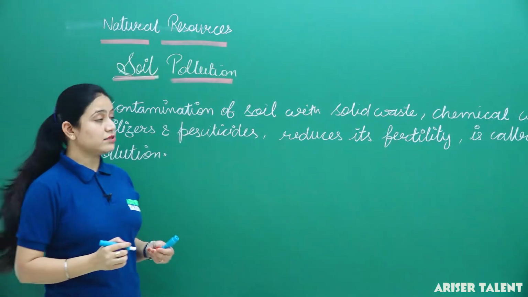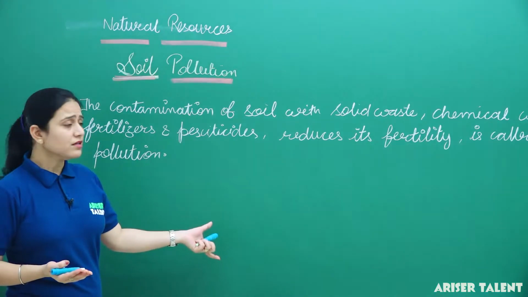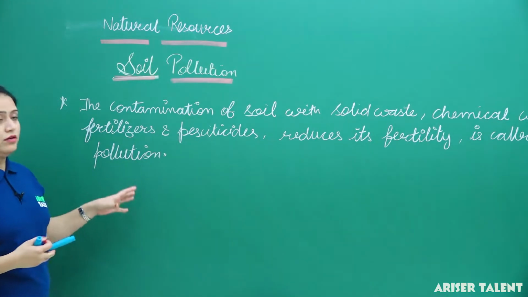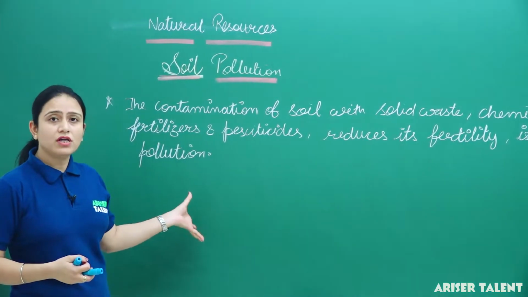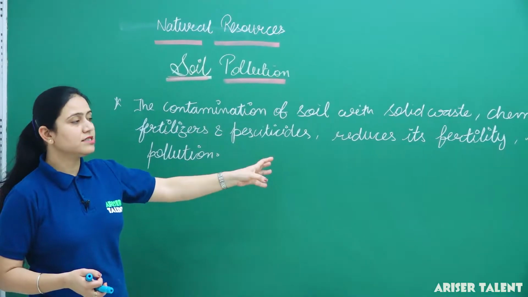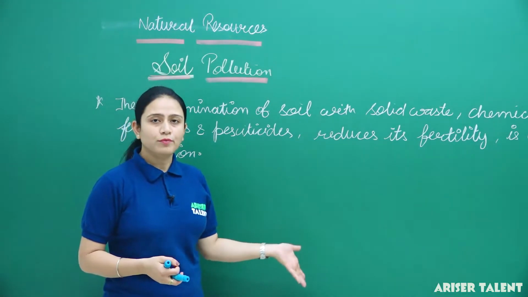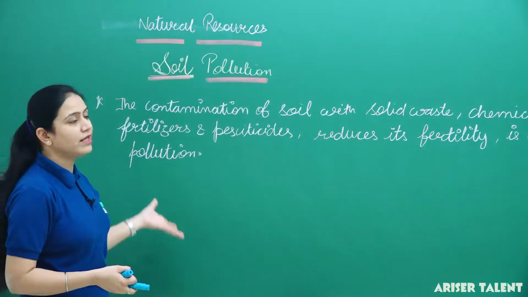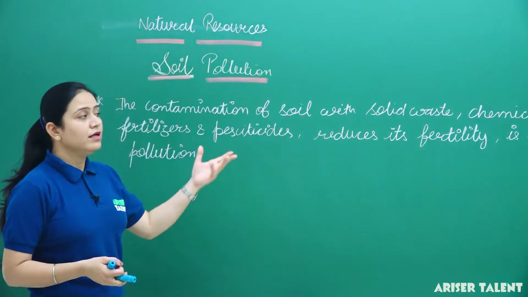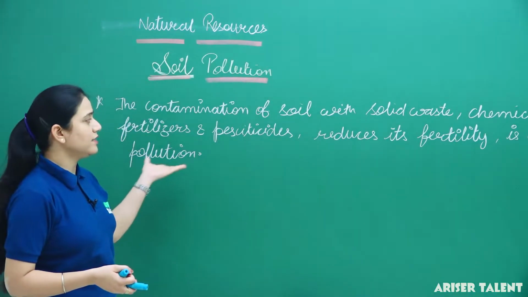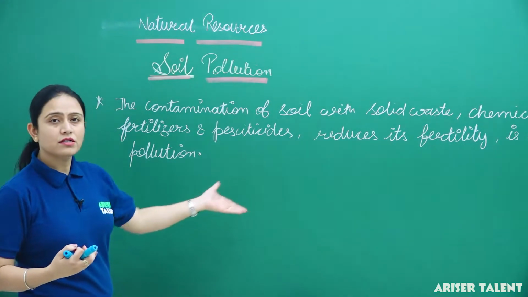As we all know, plants grow in soil and many small living organisms live in soil. Okay, thus we can say that we need a good amount of soil, we need a fertile soil for the growth of plants. But if the soil will be polluted by these agents, then it will reduce its fertility and then plants will not grow properly. Okay, so this is soil pollution when the soil gets contaminated with solid waste like garbage, plastic, rubber, chemical waste by different chemicals, fertilizers and pesticides, then its fertility reduces, then it is called soil pollution.